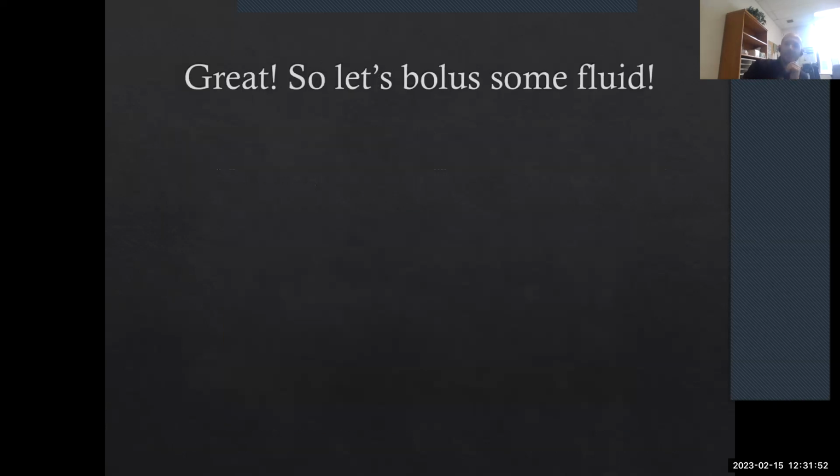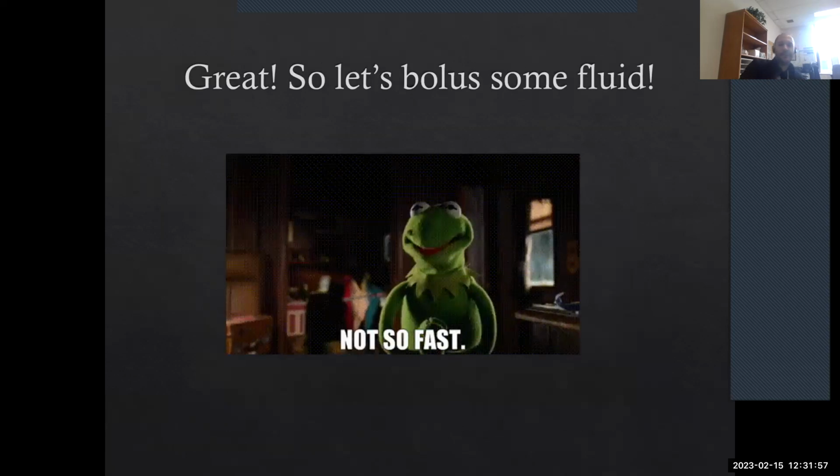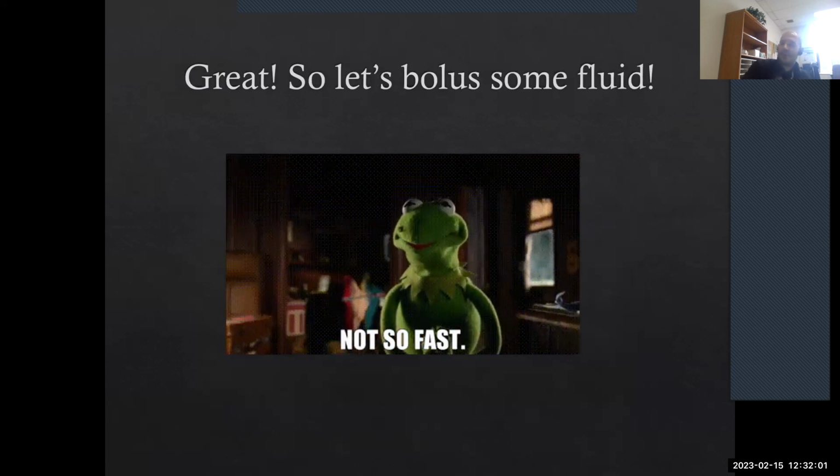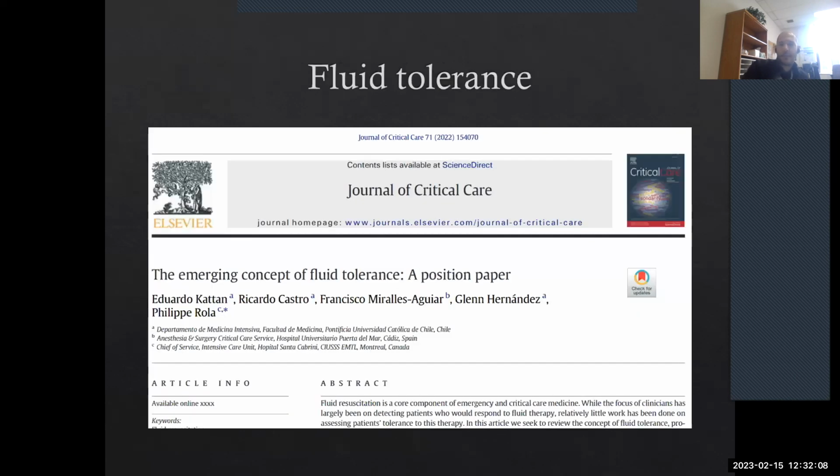Great. So we determined the patient is fluid responsive. Let's give some fluid. We're ready. Not so fast. We still don't know if that fluid is going to cause any harm to this patient. And so what is fluid tolerance? This is an emerging concept from the literature. And it has to do with an understanding of the impact of further fluid on a patient's end organ function.